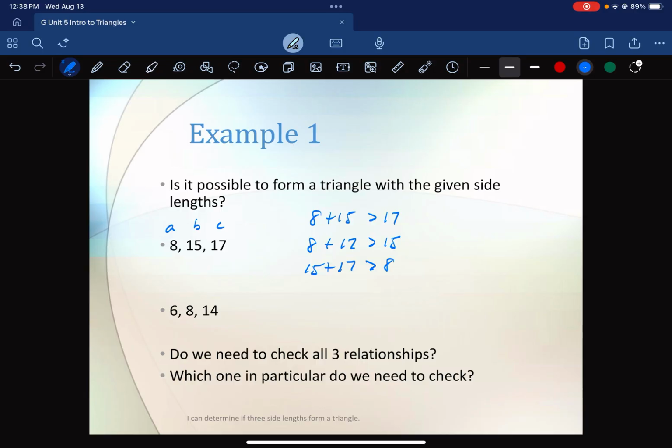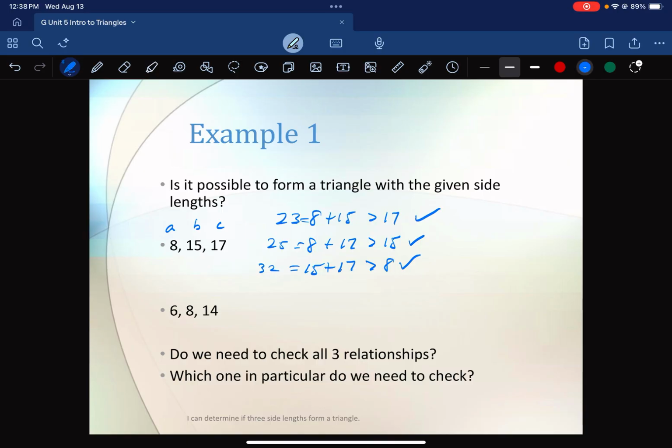Well, 8 plus 15 is 23. Well, that's bigger. So that gets a check. This one's 25. Well, that's bigger than 15, so that gets a check. 15 and 17 make 32, which is definitely bigger than A, so that gets a check. Okay? So these three lengths can form a triangle. All right? Now let's look at one that obviously doesn't work.